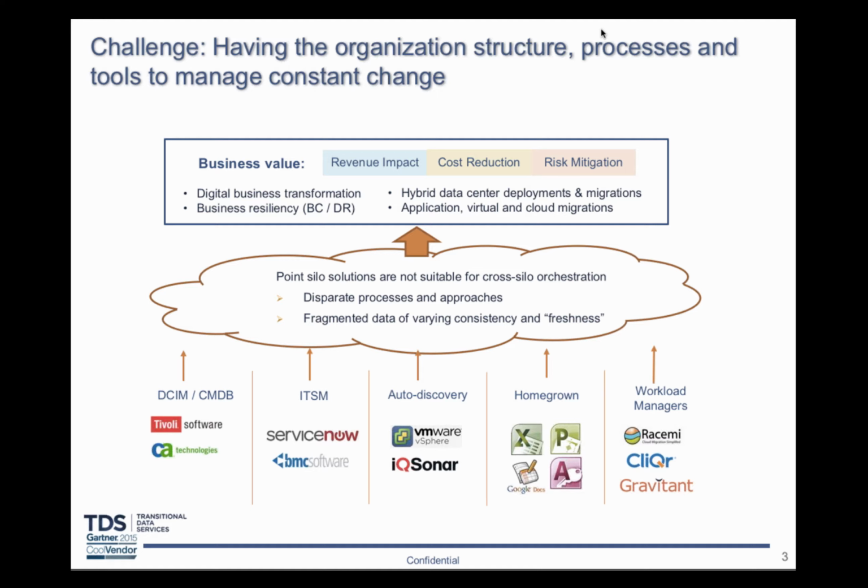And what you see here is silo tools that are very effective at doing their function, but when you try to do higher level change management, such as digital business transformation, business resiliency, hybrid migrations, or application virtual cloud migrations, you have to consolidate this information and avoid the problems of disparate processes and approaches and fragmented data of varying consistency and freshness.